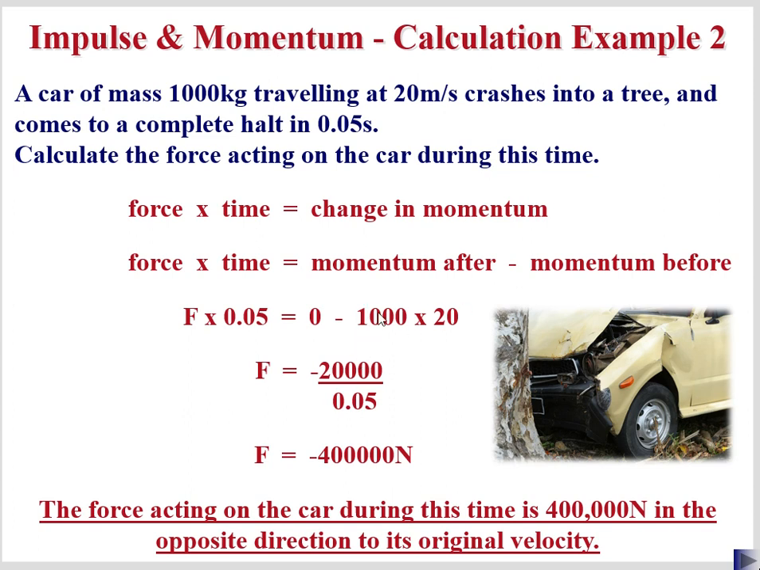So this results in negative. The force has got to be negative, it acts to stop the motion. If it's acting to speed it up, there's going to be a positive force. So minus 20,000 divided by 0.05 is the rearranged equation, and that gives our answer of minus 400,000 newtons. So the force acting on the car during this time is 400,000 newtons, and the minus sign shows that it's in the opposite direction to its original velocity.